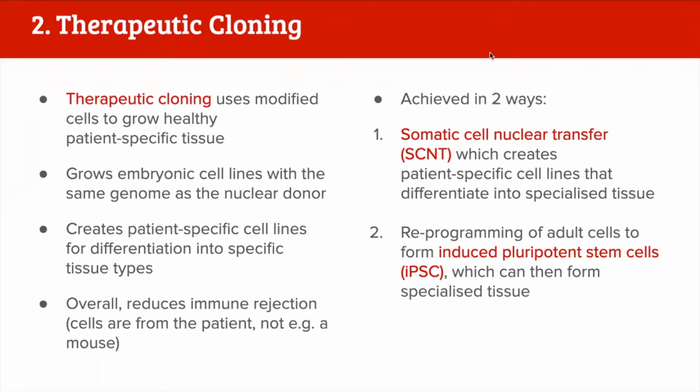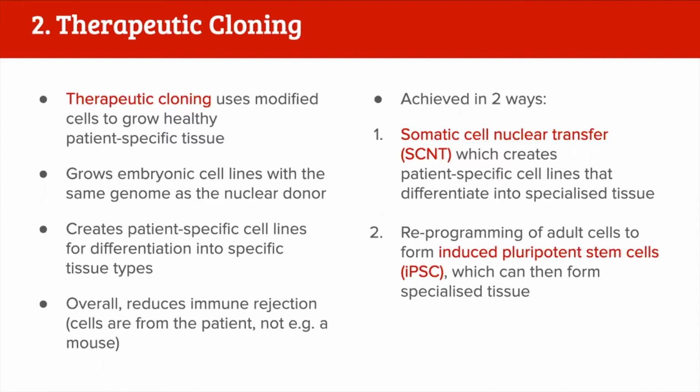All right. I'm going to keep talking about therapeutic cloning now. So therapeutic cloning uses modified cells to grow healthy patient-specific tissue. And it grows embryonic cell lines with the same genome as the nuclear donor. So this will make more sense in the next slide coming up. So it creates patient-specific cell lines for differentiation into specific tissue types. And overall, it reduces the immune rejection because cells are from the patient, not from, say, for example, a mouse.